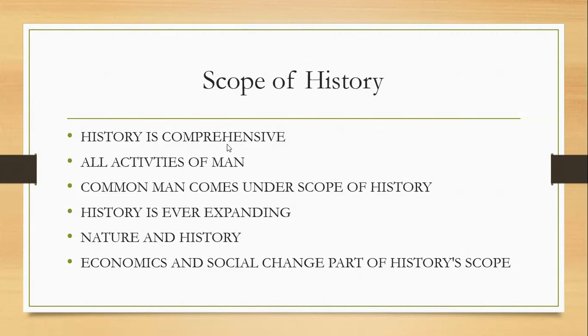So nature is also part of history if it affects man. Finally, economics and social change. That is also a part of history that I have already explained. So, history has grown from being small and limited in scope to a very vast, comprehensive subject. So, in the next slide, we will look into the dependency of history with other branches, and how they are also dependent on history.